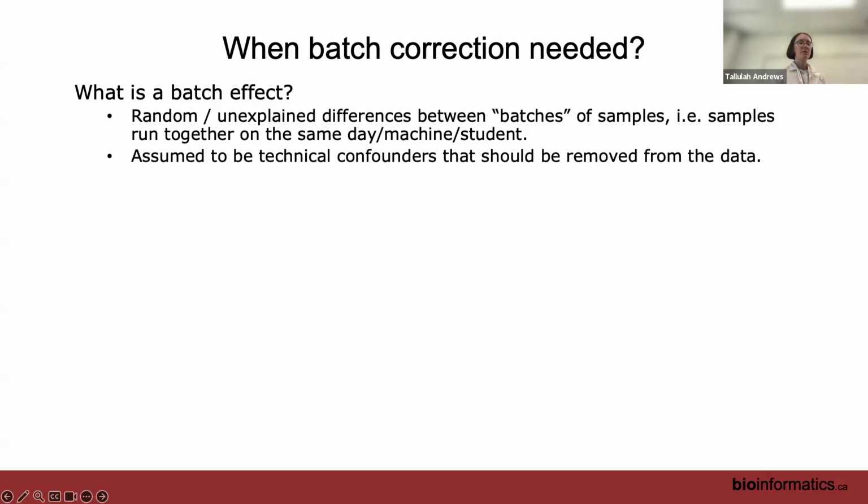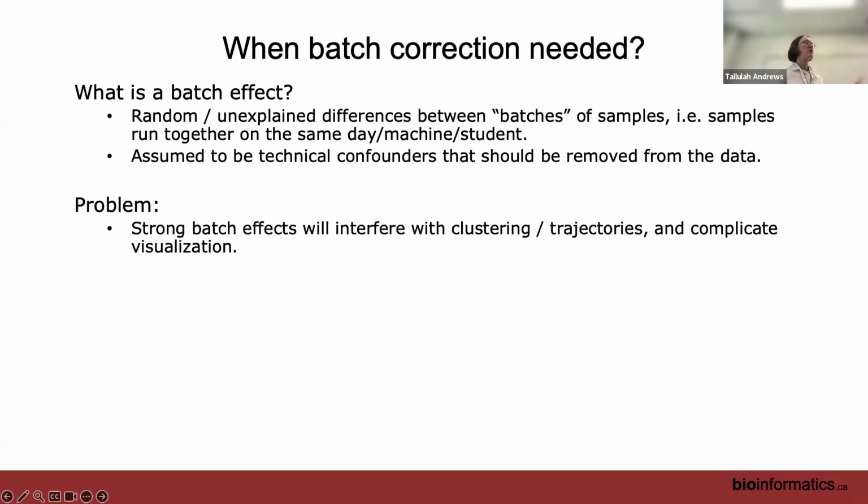We assume when we call something a batch effect that this is a technical difference. So it might have been that the temperature was different on one day versus another day, and that affected the stress level of our cells. Or maybe we used a different set of reagents. One was older than the other, so we got different quality of cell lysis and reverse transcription, right? So it's a technical difference.